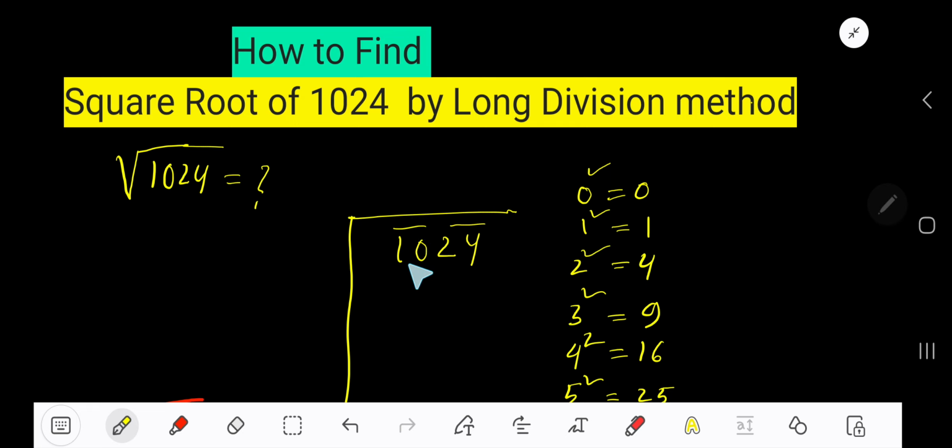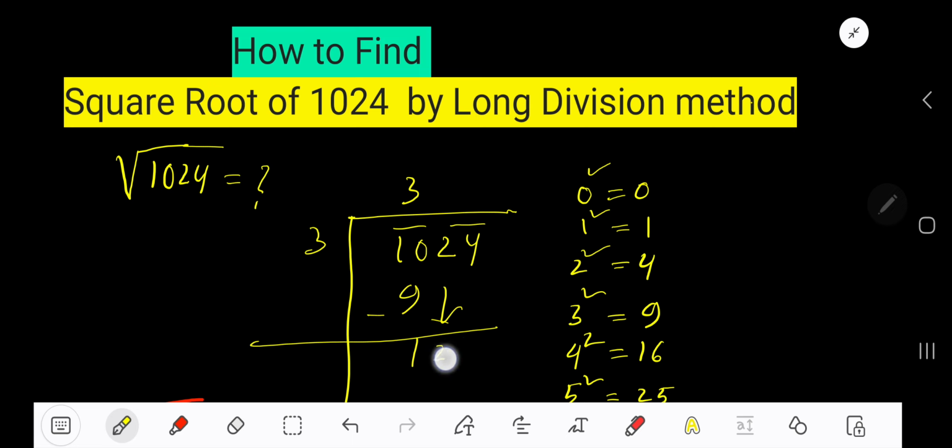Consider the first pair first, that is here 10. You have to consider a number whose square will be equal to 10 or nearest to 10. If you place 4, then 4 squared equals 16, which is greater. So 3 squared equals 9. Since it is the same digit, it will come to the quotient also. 3 times 3, 9. Subtract, you are getting 1.